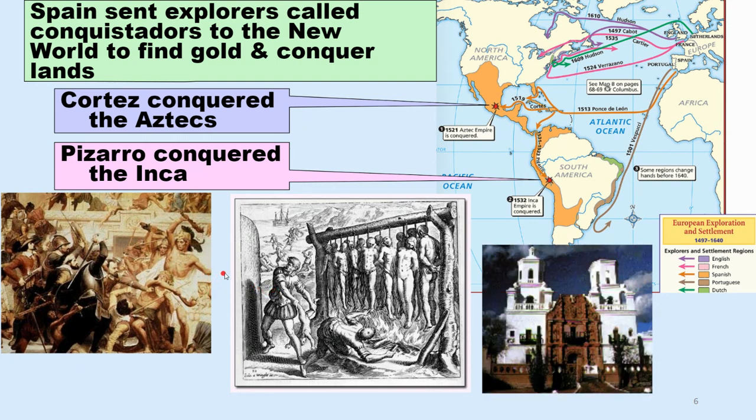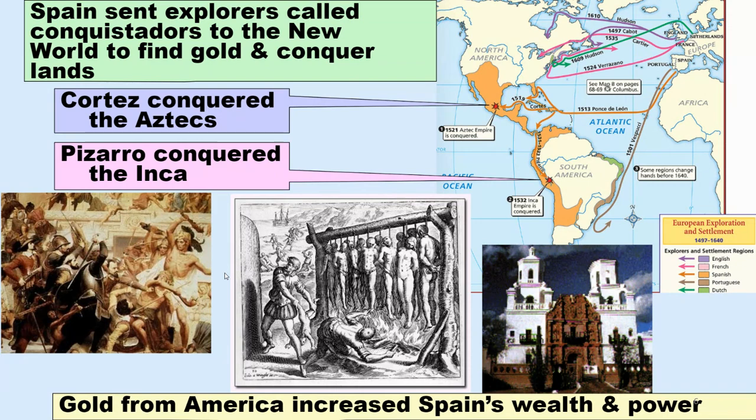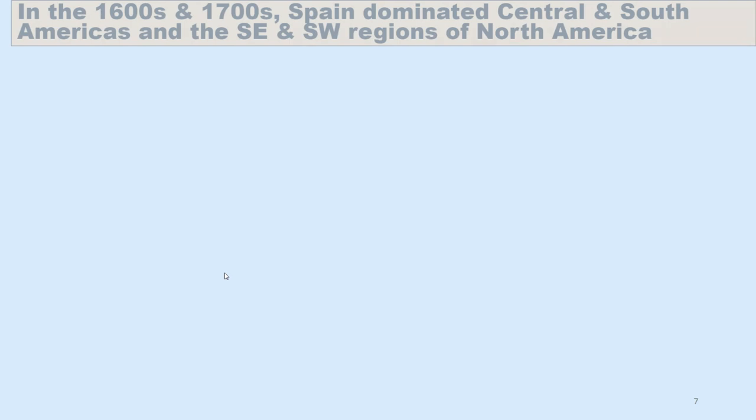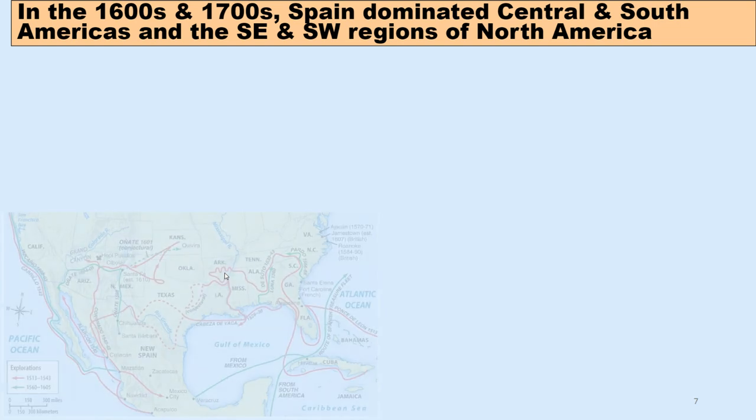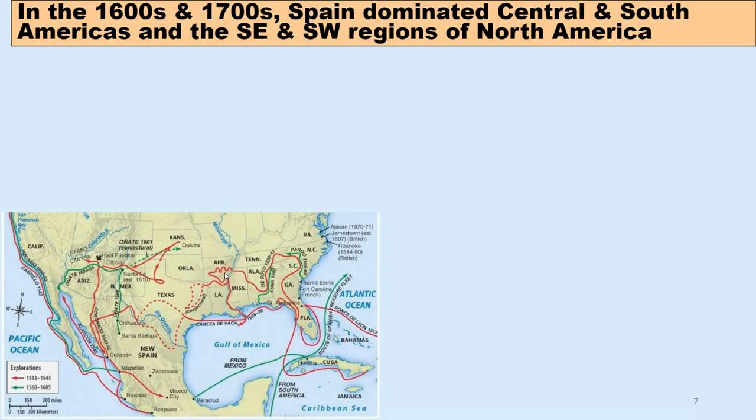Okay, this is a Spanish mission, and this is the one in Santa Fe. And missions were set up all over the southeast and the southwest, and throughout Central and Southern America. Okay, the Spanish will acquire so much wealth that in the long run it will hurt their empire because it causes so much inflation. So Spain dominated Central and South America and the southeastern and southwestern regions of the United States.